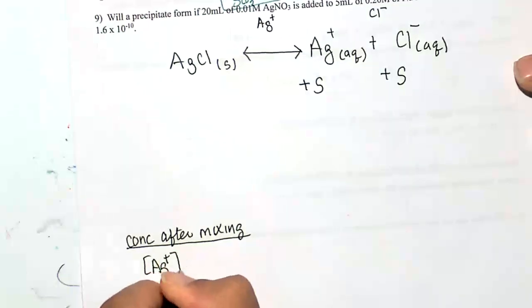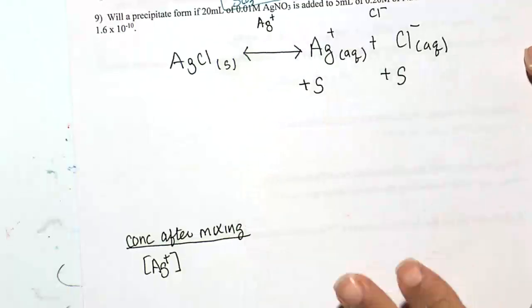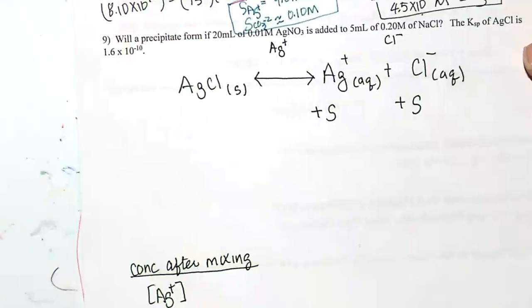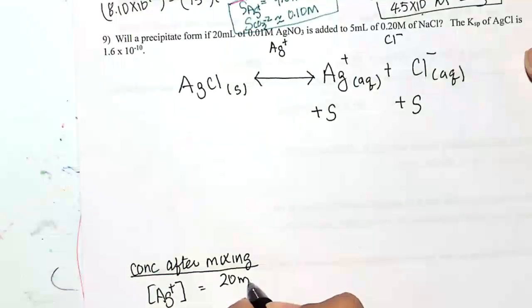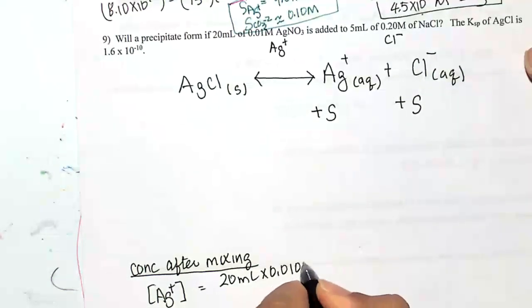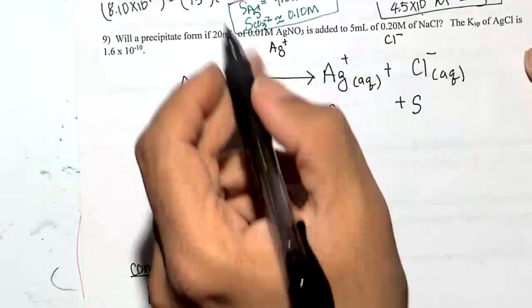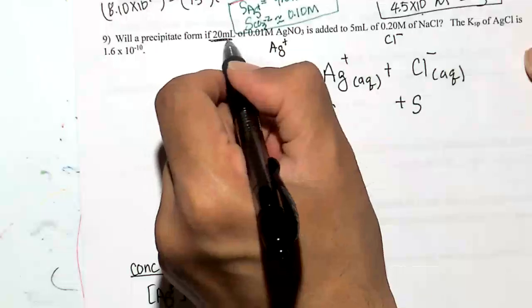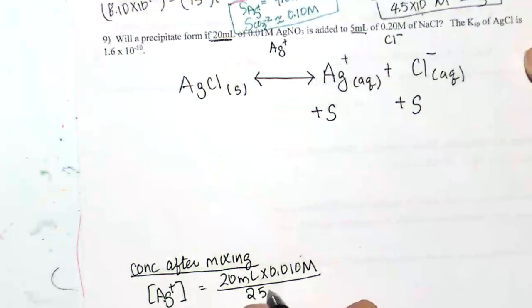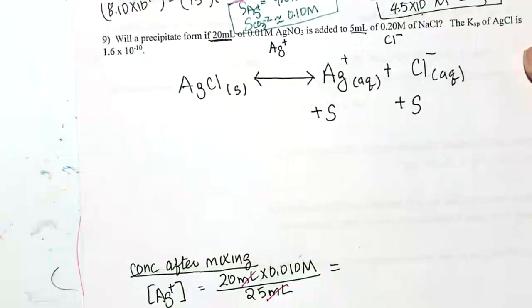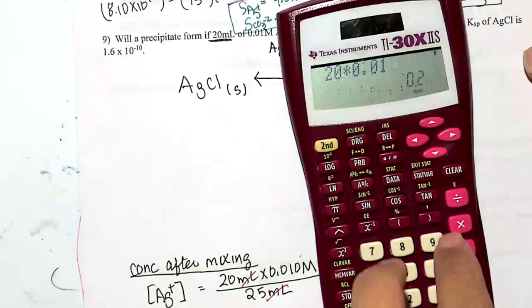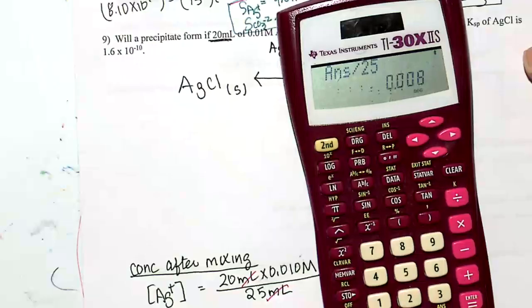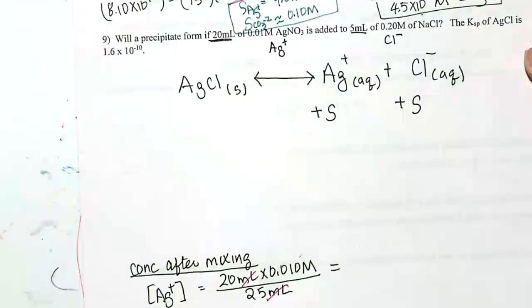We'll first do Ag+, which originates from silver nitrate. This will be 20 mLs times 0.010 molar. What's our total volume? 25 mLs. Okay, so everyone realized the mLs cancel. So what's 20 times 0.01 divided by 25? Getting 0.008 molar.